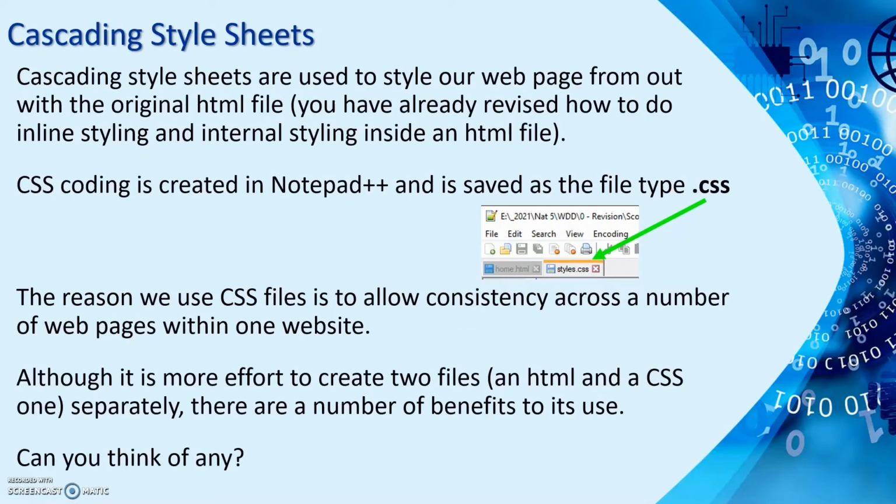Now, cascading style sheets are used to style a web page from outside the original HTML file. CSS coding is created in Notepad++ and is saved as the file type .css. And the reason that we use CSS files is to allow consistency across a number of web pages within one website. That's the first reason why we would use CSS files, and that would be your exemplary answer in the question paper if you were asked about CSS.